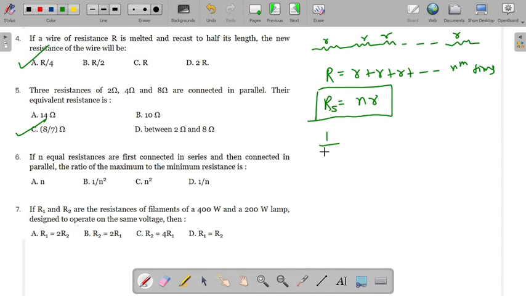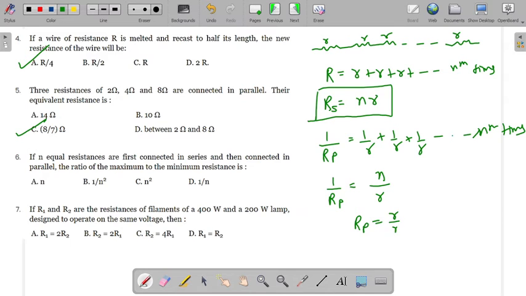Similarly, if we want to calculate the parallel, then 1 upon RP equals 1 upon R plus 1 upon R plus 1 upon R till nth times. We have to sum these too. Then we get 1 upon RP, that is parallel, equals 1 plus 1 plus 1, so it is n times upon R. So on doing reciprocal, RP equals R by n.